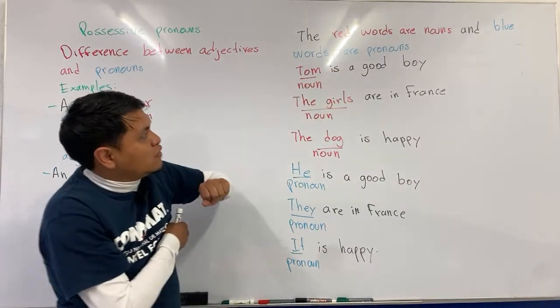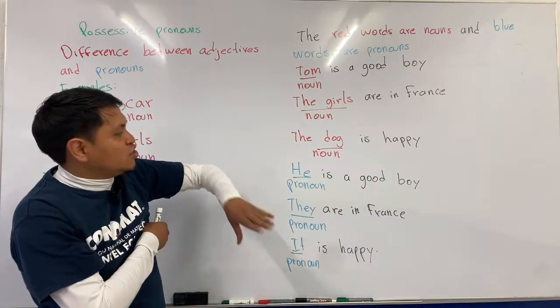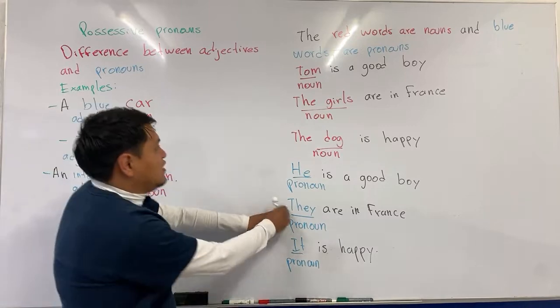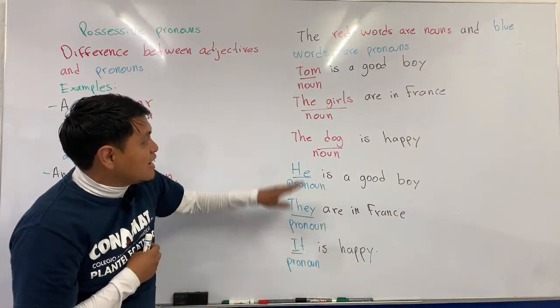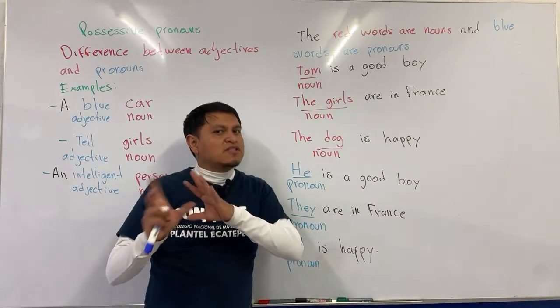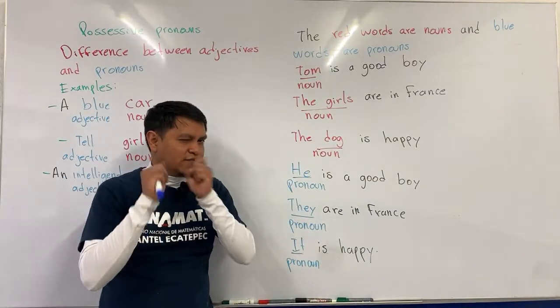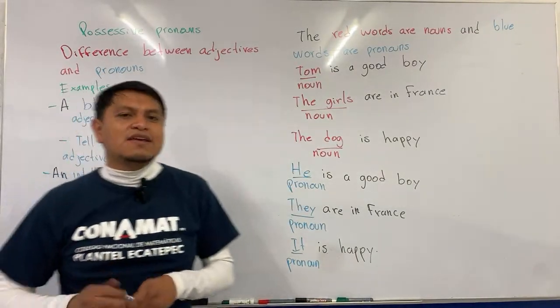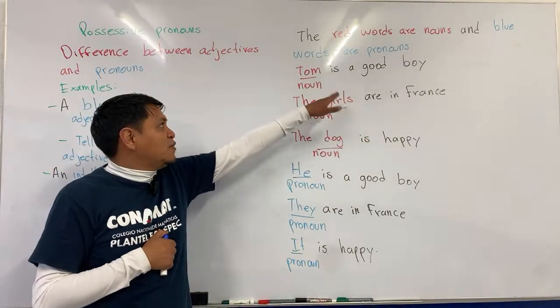Tom is a good boy. He is a good boy. The girls are in French. They are in French. It is happy. The dog is happy. Can you spot the difference between this and this one? Right? Please take notes in your notebook about this.